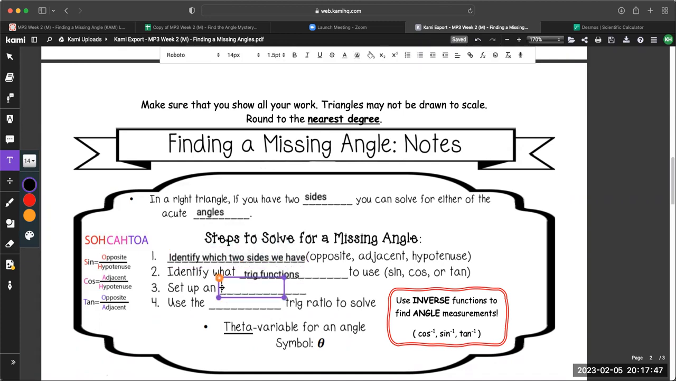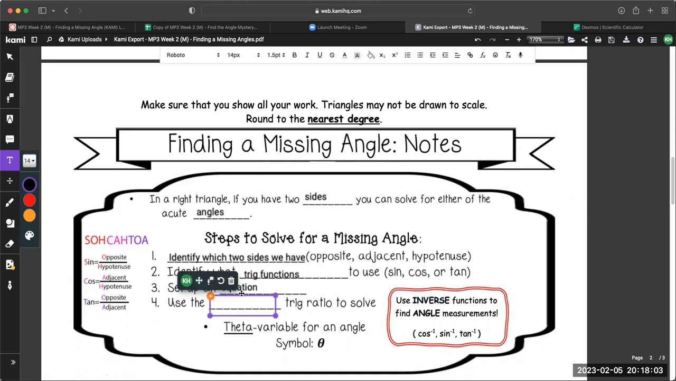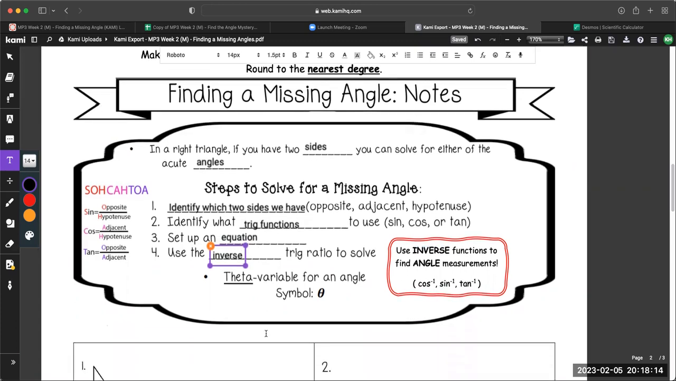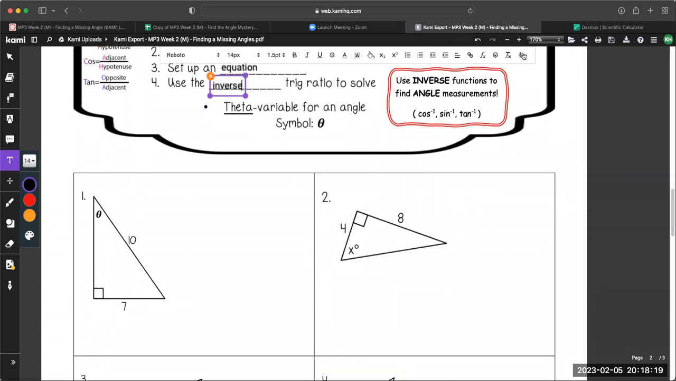Again, as always, we set up an equation and then we use the inverse trig ratio. Yes, that is what we're going to use, some context clues, right? We're using the inverse functions here, because we're going to be solving for the angle. Before we were using it to find the sides, now we're undoing it, right? It's the flip of the coin. Inverse, opposites.